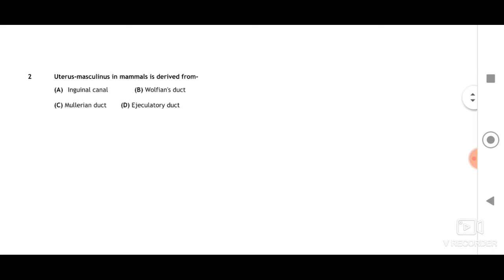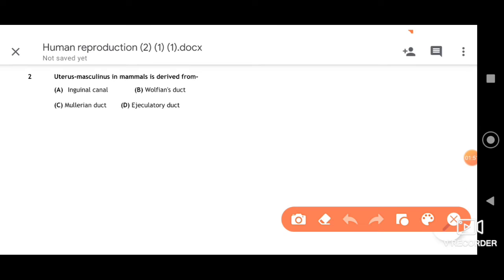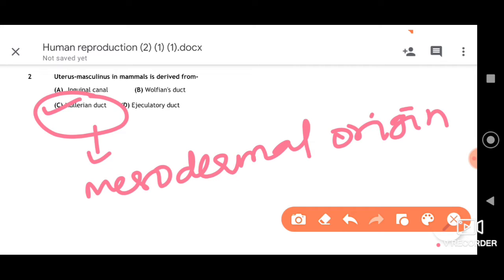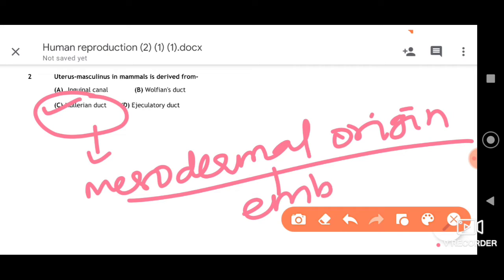The next question we have here is: Uterus masculinus in mammals is derived from. Dear students, let me tell you that the Mullerian ducts are called paired ducts, which are mesodermal in origin. Especially in the case of the embryo, when the embryo is formed, the Mullerian ducts are formed by the mesoderm.